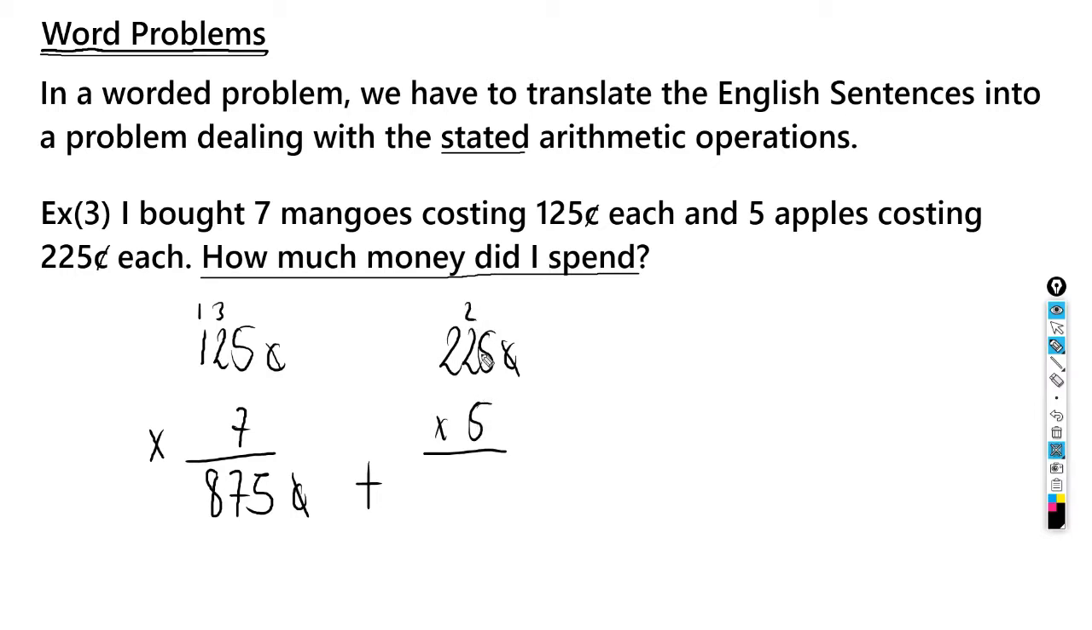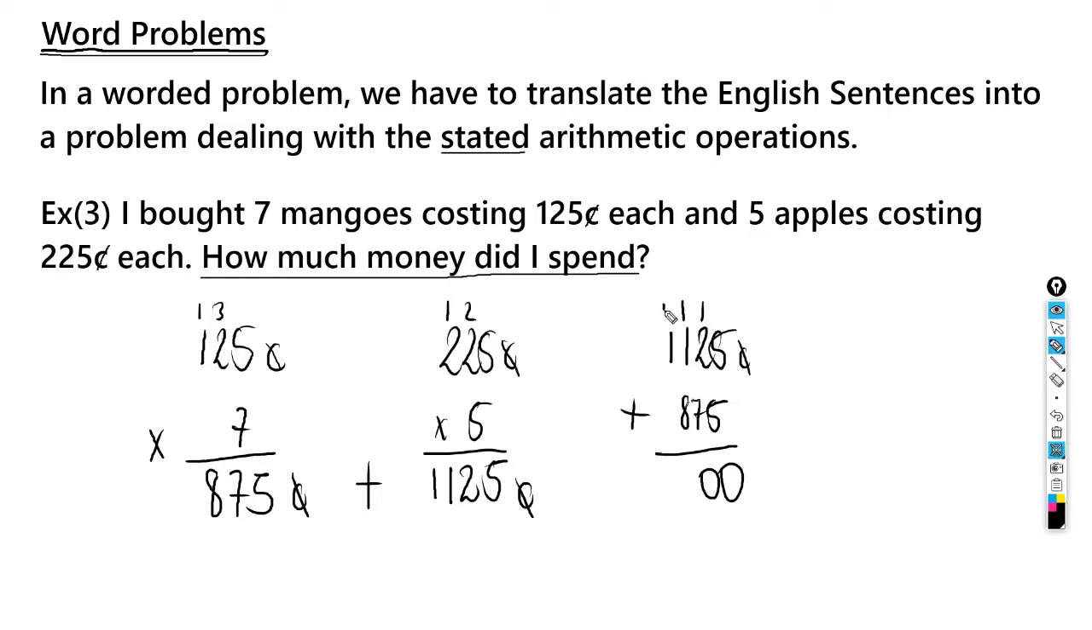So 5 times 5 would give me 25. And then 5 times 2 would give me 10, plus 2 which would give me 12. Then 5 times 2 would give me 10, plus 1 which would be 1125 cents. So I have to add these two now. 1125 cents plus 875. This 5 and 5 would give me 10. 7 plus 2 plus 1 would give me 10. 8 plus 1 plus 1 would give me 10. And then these two ones added would give me 2.